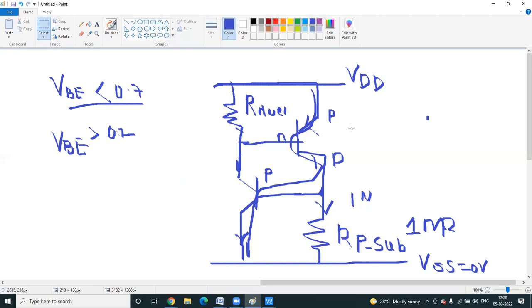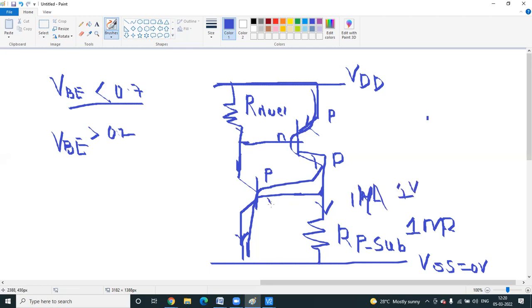So here it is going microampere. Let me give the example: 1 microampere. So if you multiply micro into mega ohm, it will be 1 volt.